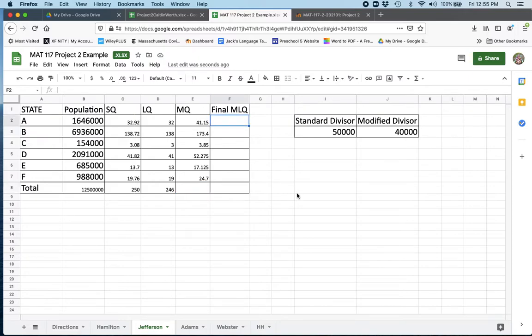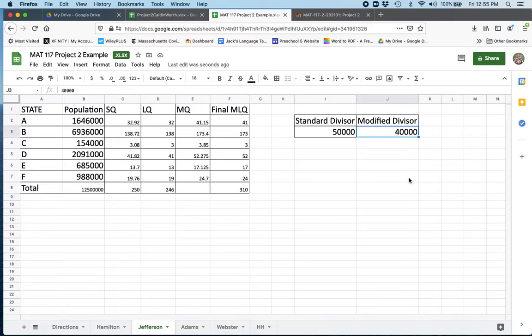My final modified lower quota, that's round down the modified quota to 0 decimal places. Yeah, I'll take that. And then, except for the last one, that needs to be the sum of the numbers above it, which is 310, which is much too big. I only have 250 seats to give out. Okay, so 310 is too big, which means I need to make the divisor bigger.